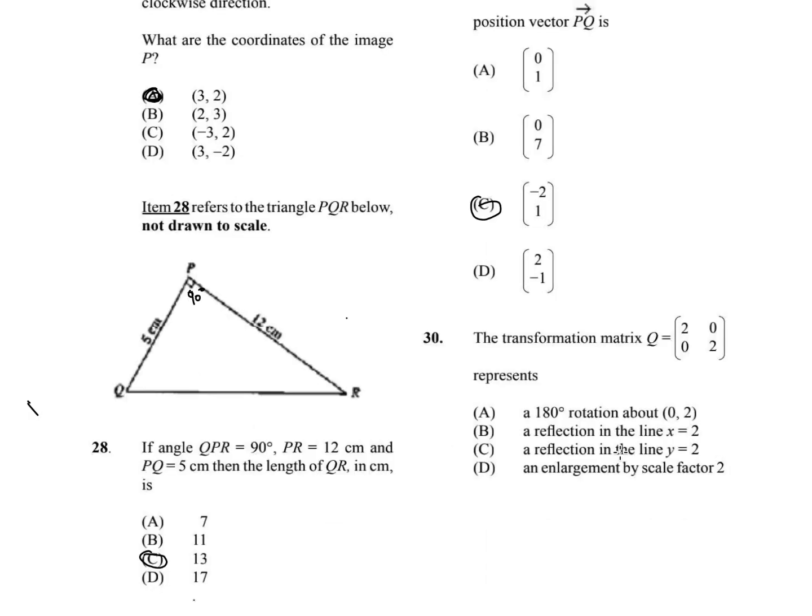Question 30. Question 30 is asking for the transformation matrix. It is asking, what does it represent? So Q is equal to the matrix (2, 0; 0, 2). The answer here is obviously an enlargement by a scale factor of 2.